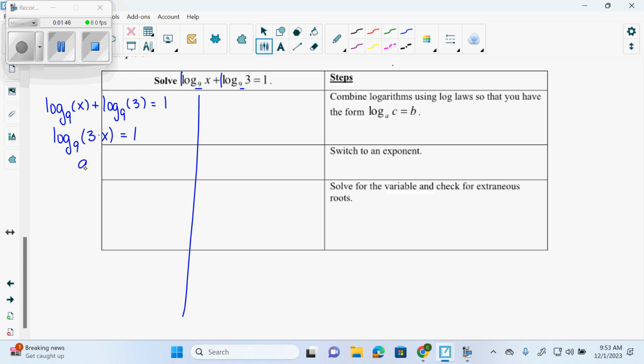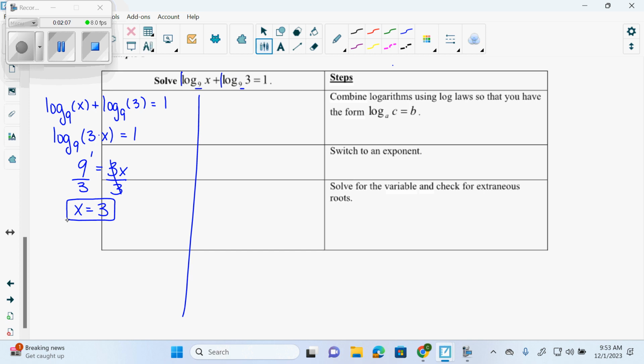So I get 9 to the 1. The base of my log becomes the base of my exponent. What's with it doesn't stay with it, so friends change. So we get 9 equals 3x. Divide by 3, and x equals 3. So we're doing the first way, putting all of the logs together first, and then we're going to come back and do the other way.